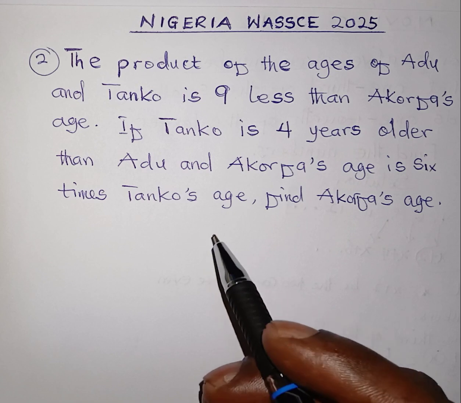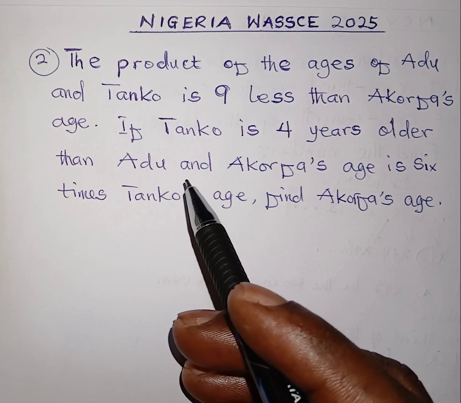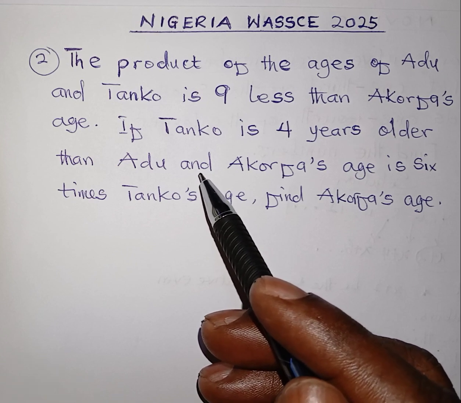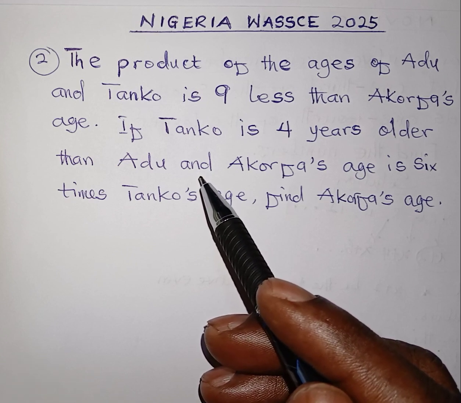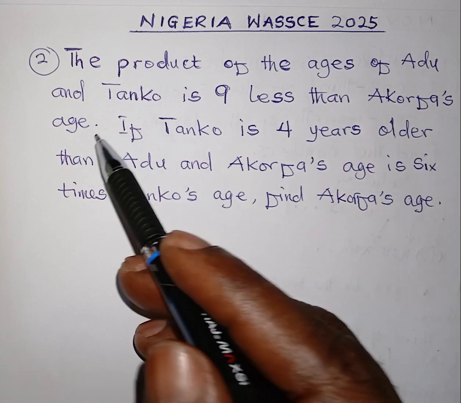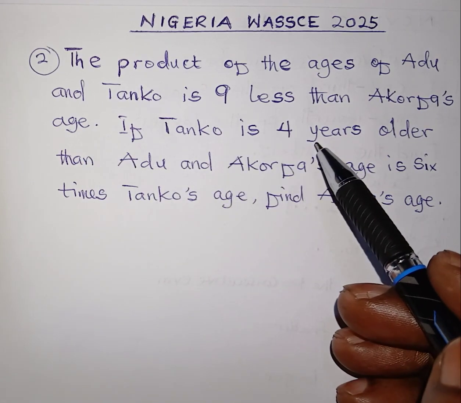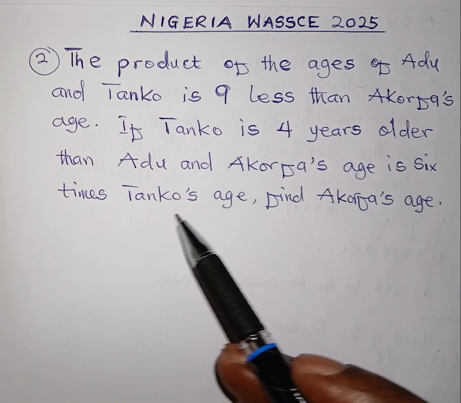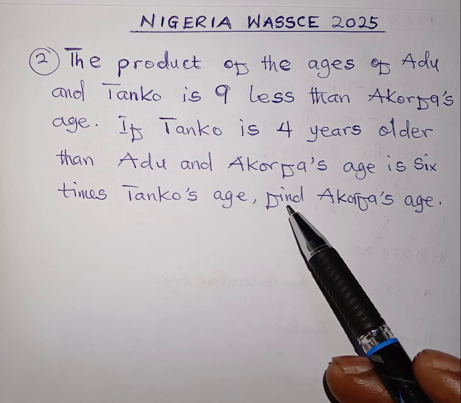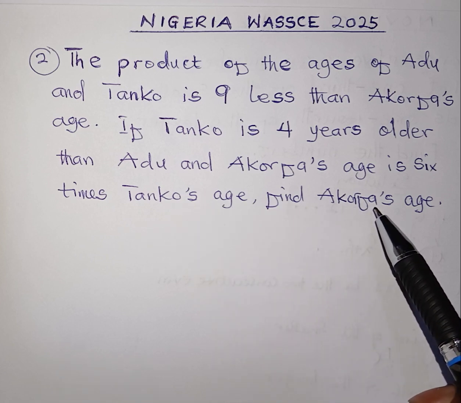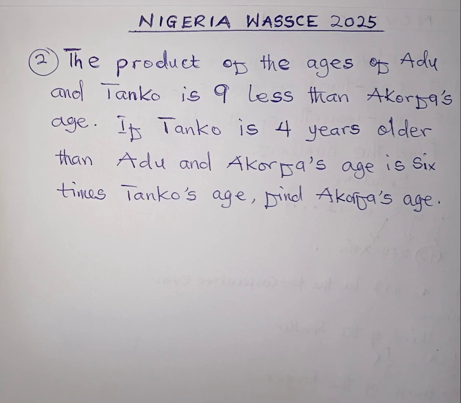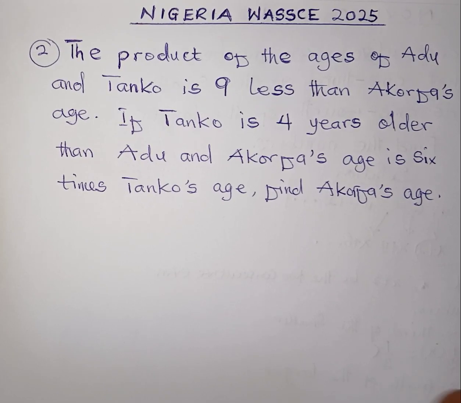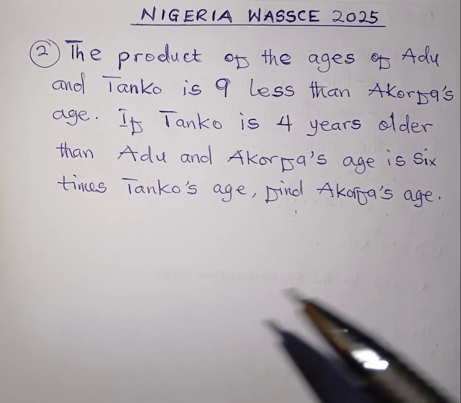All right, so let's dive into this question. It says the product of the ages of Edu and Tanko is 9 less than Akofe's age. If Tanko is 4 years older than Edu and Akofe's age is 6 times Tanko's age, then you are to find Akofe's age. This is one of the age problems in linear equations. Let's see how we can look at it. We are going to take them sentence by sentence.